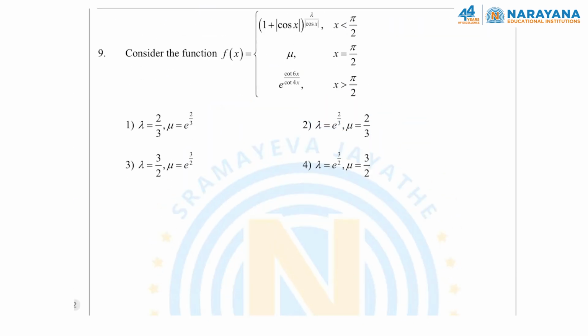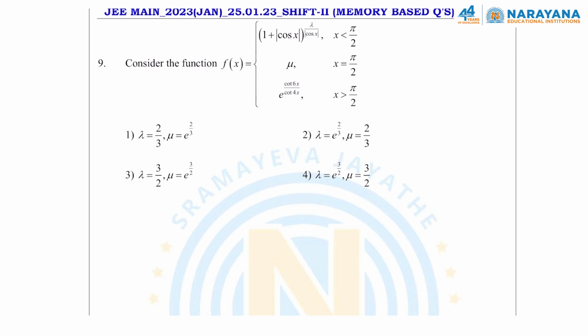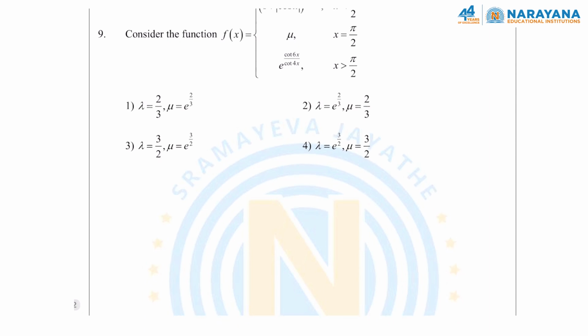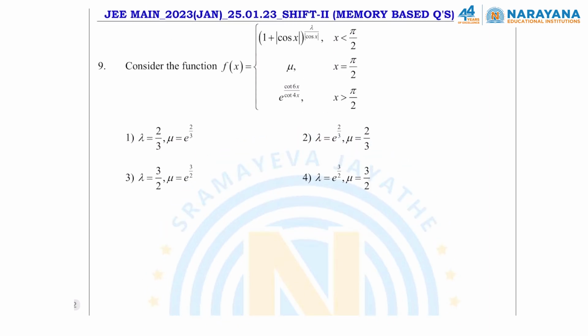Next question. Consider the function f of x equal to (1 plus mod cos x) whole power lambda by cos x for x less than pi by 2, mu for x equal to pi by 2, and for x greater than pi by 2 it is e power cot 6x by cot 4x. Here we have to see for what values of lambda and mu this function is continuous. If this function is continuous, then what are the values of lambda and mu?